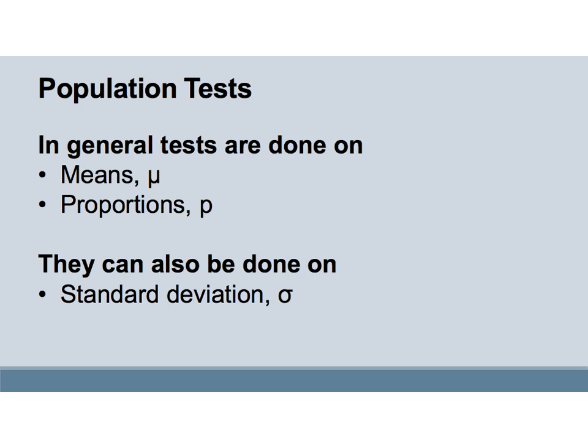So we're still talking about hypothesis tests. In general, we do hypothesis tests on means or proportions. First step and the last step was always, is it mean or proportion? But you can also do it on standard deviation. So some of the stuff you'll see in 8A have standard deviations instead of means or proportions.